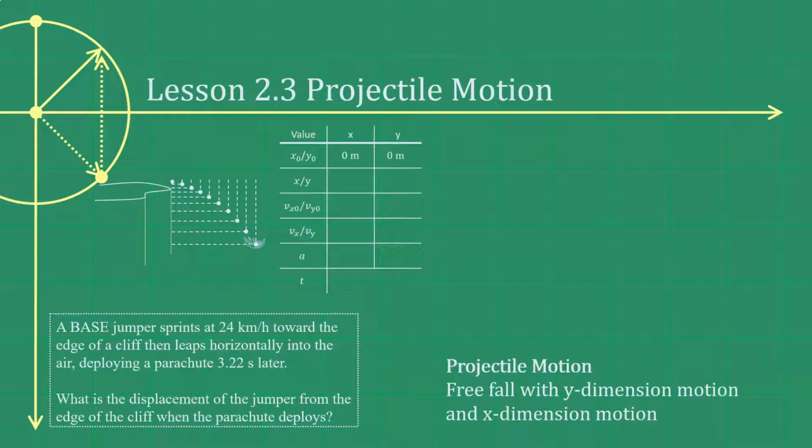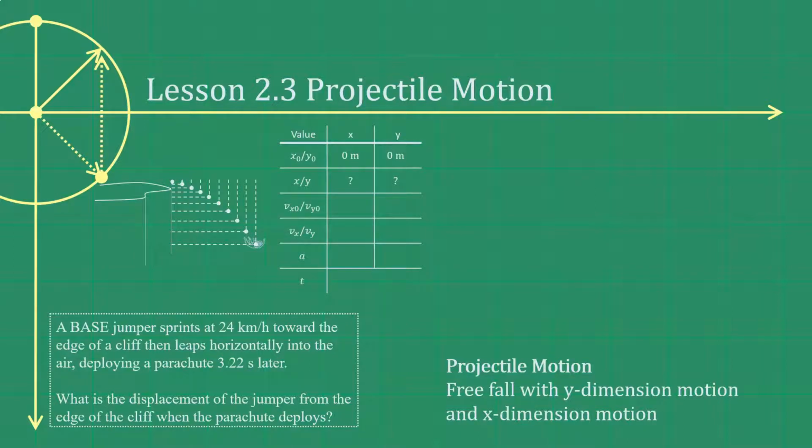So we're just going to say that this base jumper starts at 0 meters in the y dimension, and then our final y position, or vertical position, is going to be negative because it will be below the starting point. The final x is unknown. That's what we're looking for. Same with the final y. We need the displacement from the edge of the cliff, so we're going to need to calculate how far this cliff diver moves in the x and the y dimensions.